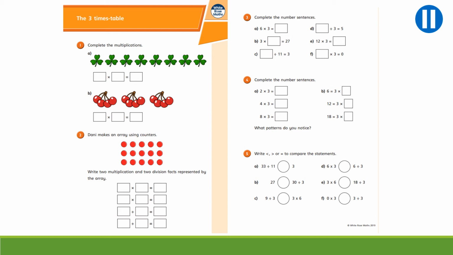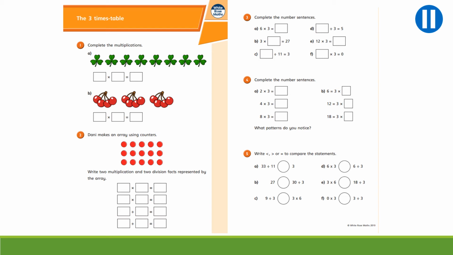Number 3, complete the number sentences. A, 6 times 3. B, 3 times something. So what multiplied by 3 will give you an answer of 27? And something divided by 11 will give you 3. So use all these related facts to help you. Remember, thinking about your counting on in 3s.